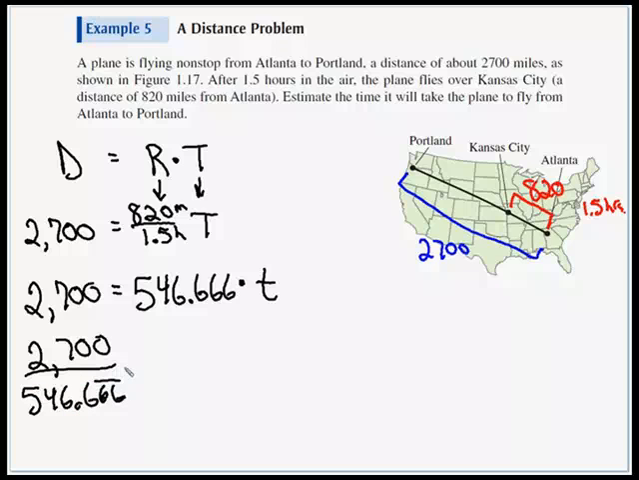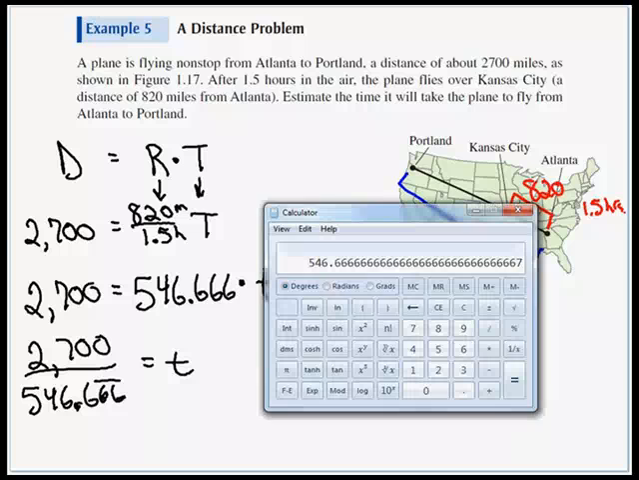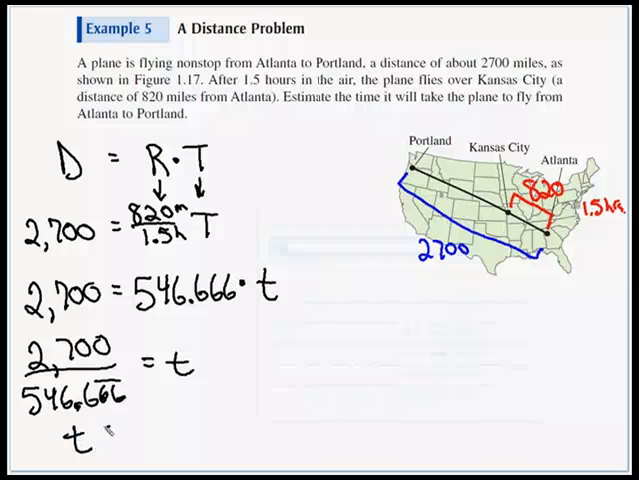546.666 repeating. And a good way to do that on the calculator to get the most accurate answer is just to fill the display with sixes after your decimal point. So here we're going to do 2,700 divided by 546 and I'll just fill up the display with sixes to make this as accurate as possible, and hit enter, and we get 4.94. We'll round that off to 4.94. T equals 4.94, and because we're talking time, we're measured in hours. Almost 5 hours to get there.